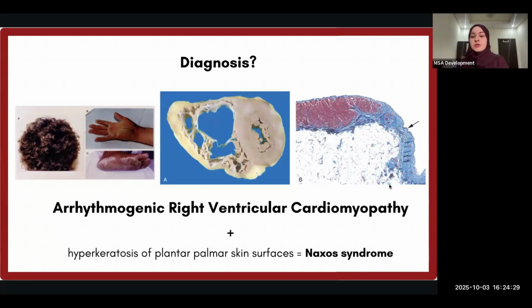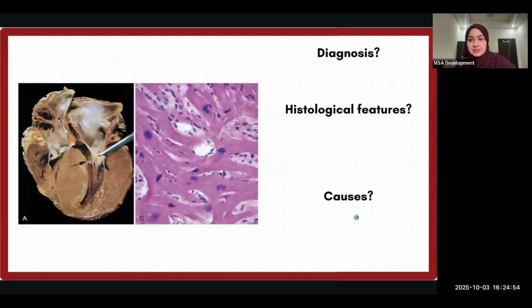So this is arrhythmogenic right ventricular cardiomyopathy, and if it coexists with hyperkeratosis of the plantar surfaces of the hands and feet, you have something called Naxos syndrome. And for Naxos syndrome, the mutation is in something called plakoglobin, in case they ask it.